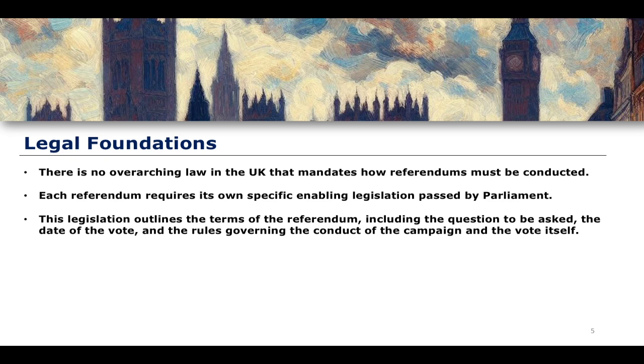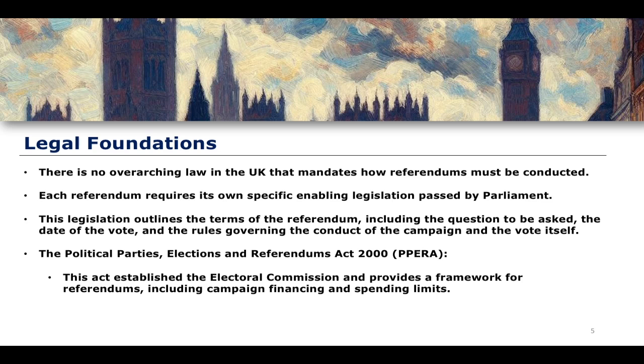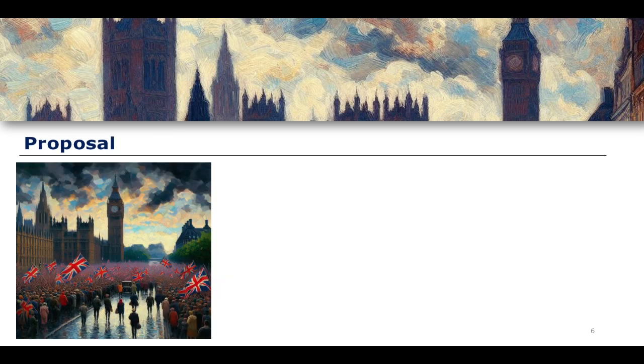So, for example, the Political Parties, Elections and Referendums Act from 2000 establishes the Electoral Commission and provides a framework for how referendums are to be conducted, including the ways in which campaign financing is operated and spending limits on each of the two major campaigns in a referendum.